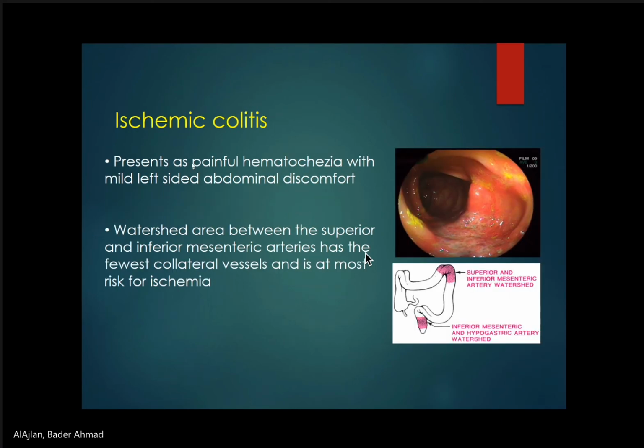The other cause is ischemic colitis. Ischemic colitis, usually the story is a patient who has vascular issues, having heart disease, AFib, having peripheral vascular disease, who presented with painful hematochezia. And this kind of gives you a hint that the patient might have ischemic colitis, and it usually happens in the watershed area, which is between the inferior and superior mesenteric artery, which is this area, the splenic flexure.